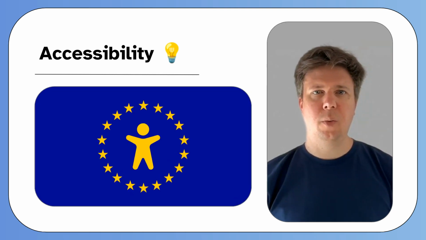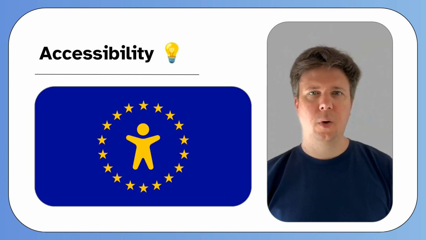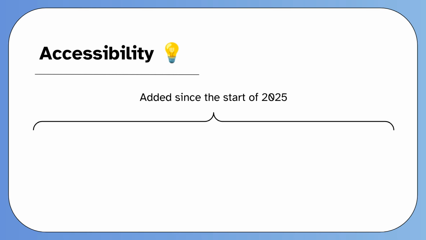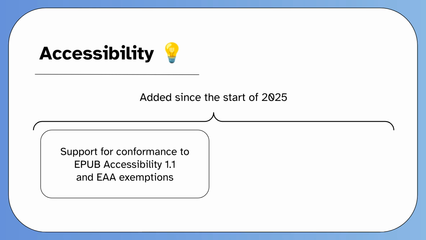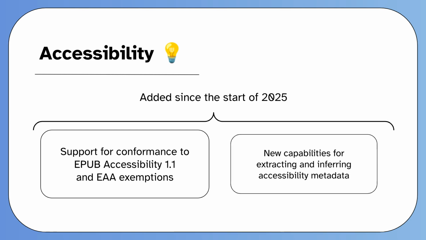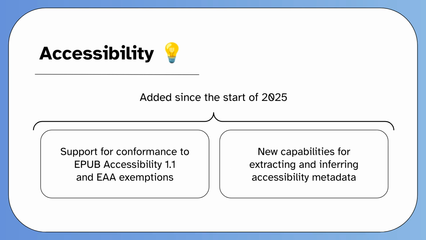With the advent of the European Accessibility Act in June, we're also bringing extended support for accessibility metadata to the Go toolkit. Since the beginning of the year, we've added support for conformance to EPUB Accessibility 1.1, EAA exemptions, along with new values for accessibility features. We've also built a command line utility on top of the Go toolkit, with brand new capabilities for extracting and inferring accessibility metadata.